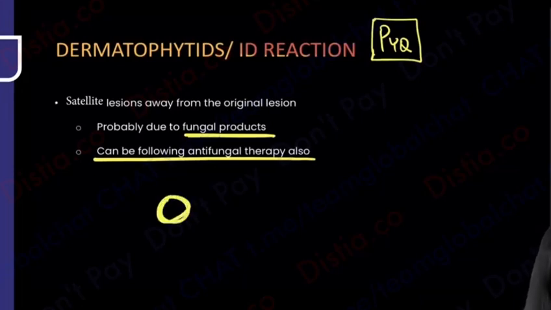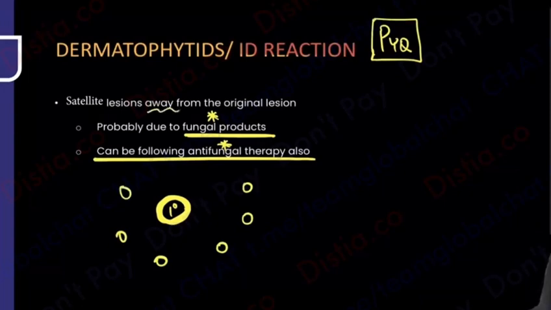This was his first lesion. This was his primary lesion. But because the fungus is releasing some products, or you started giving antifungal therapy, the fungus broke and started giving out products. As a result, some satellite lesions were formed away from the original lesions. That is known as the dermatophytids. When I say phytids, ID says that this is also known as ID reaction.